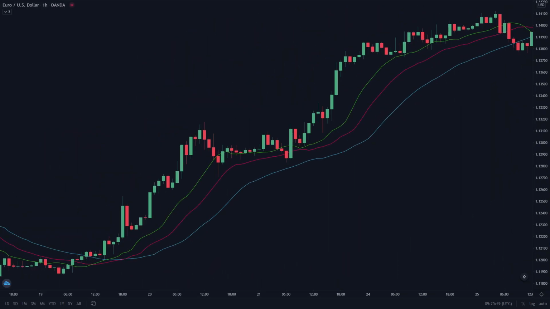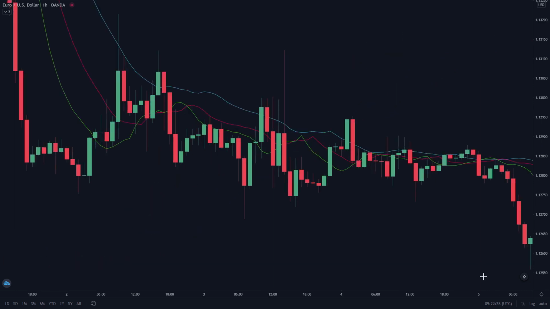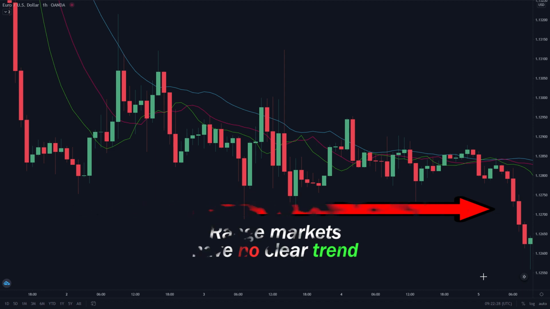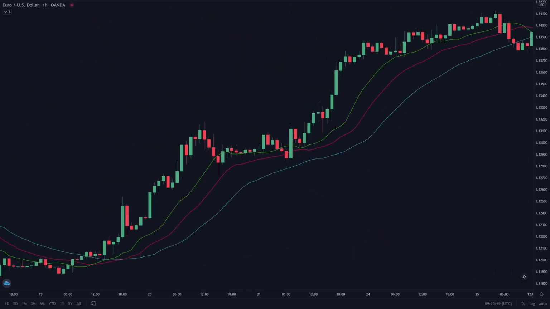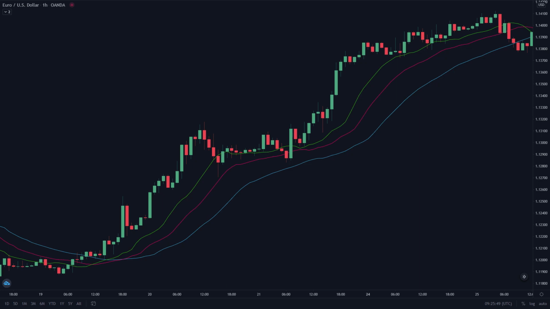So what if there's an indicator that is not only good at detecting trends, but also detects when the market is in a range? Because as traders, we profit from trends. That is why it is very important to be able to identify those points when the market is trending. That is what the Williams alligator is for. The alligator is easy to use and can find trade setups based on how close together or how far apart the lines are, resembling an alligator opening and closing its mouth. This indicator can be used in combination with other analysis techniques.